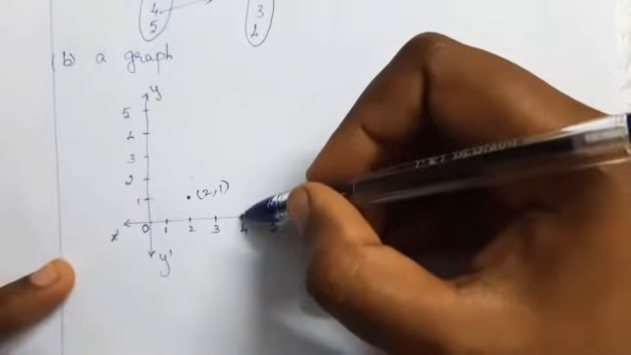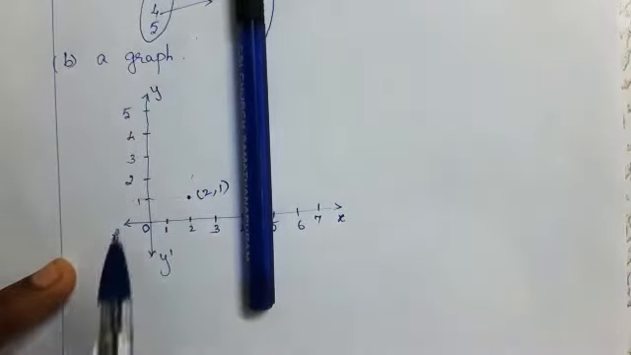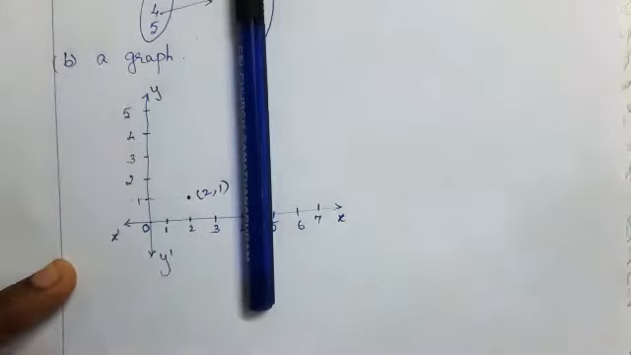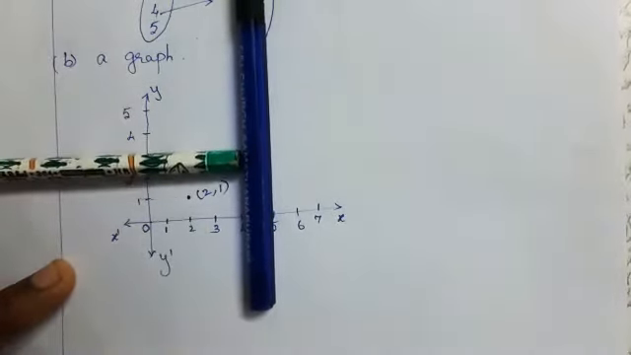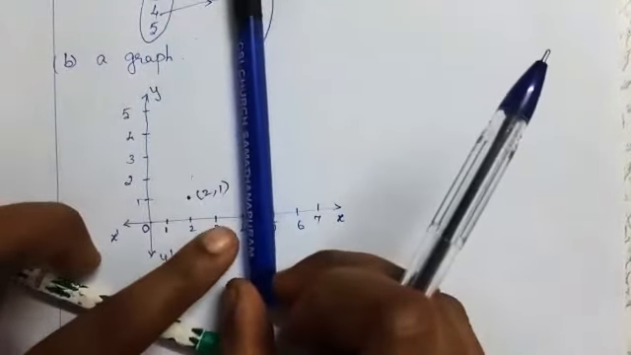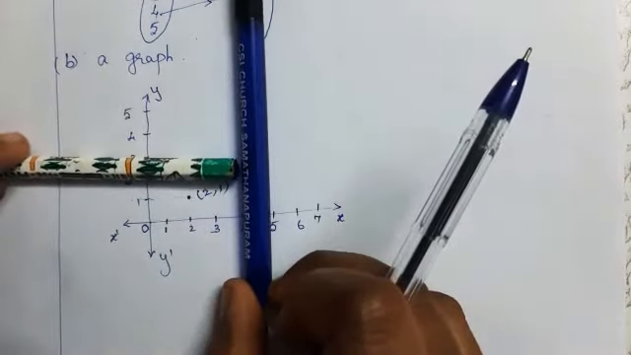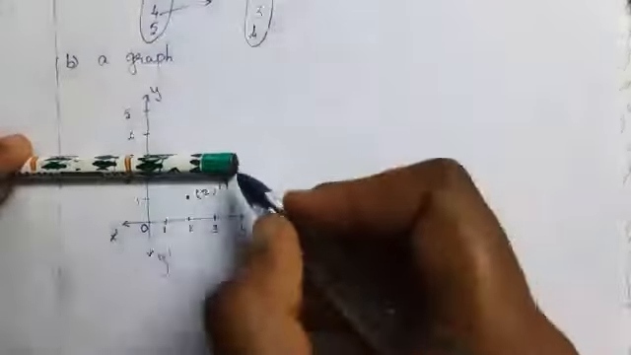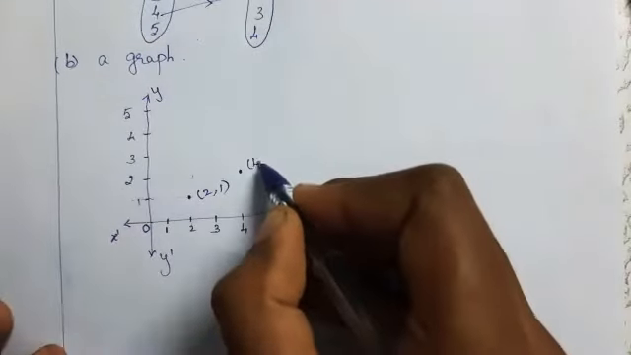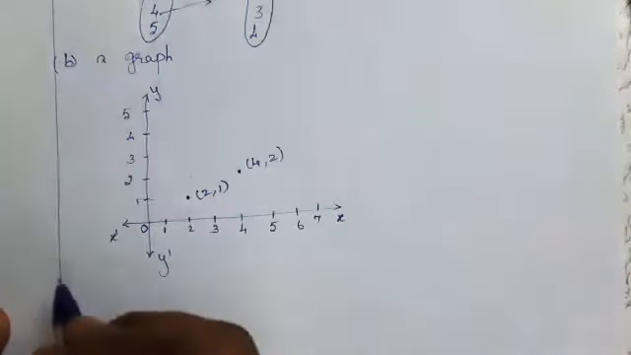Next point, that is 4, 2. See here, 4. If you have a doubt, using the scale, you keep here like this. 4. Then, 2. Okay. Once again, from 4, from the x-axis 4, from the y-axis 2, then mark the point 4, 2. That's all.